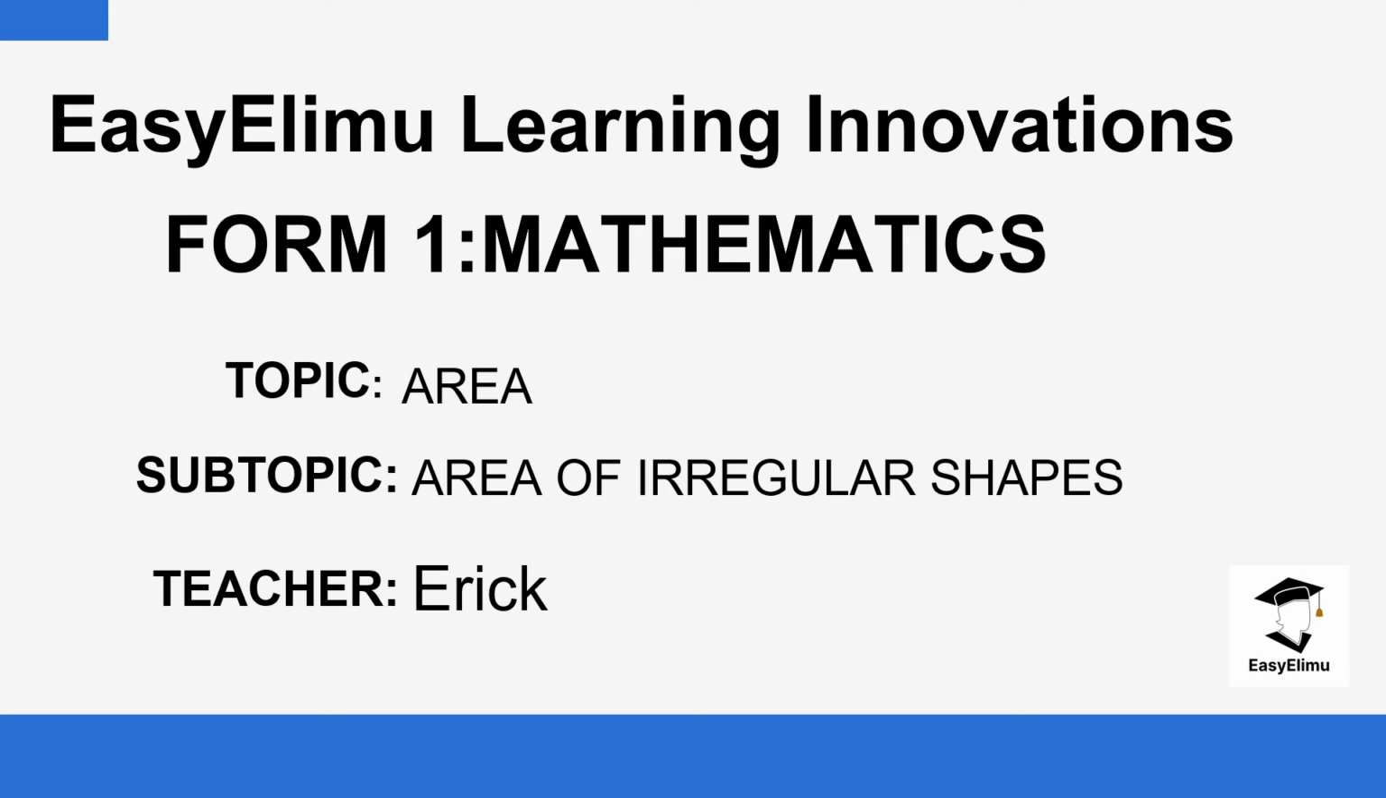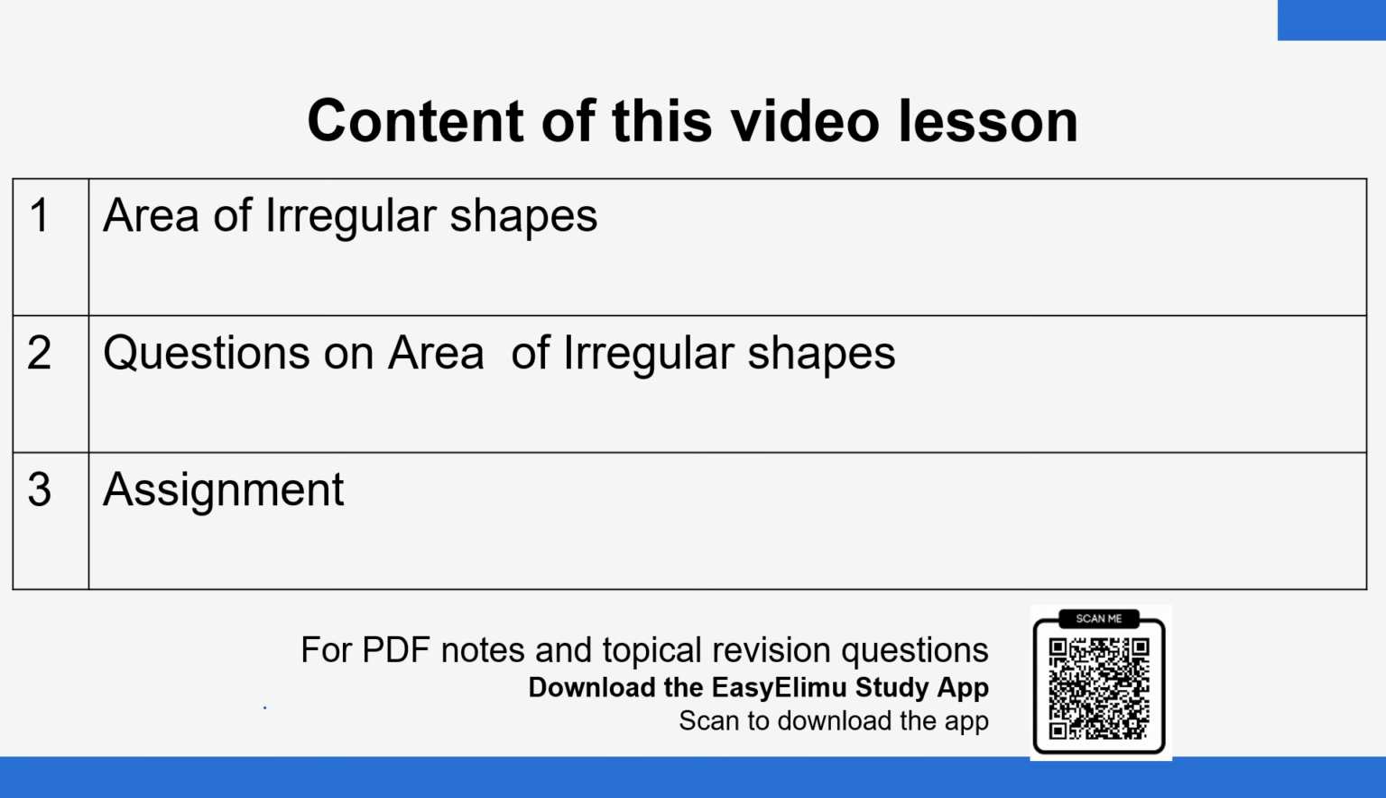And for this lesson, we're going to cover something called area of irregularly shaped objects, or area of irregular shapes. I want to see what these irregular shapes are and how we can find their area. We have a few questions to help us with illustrations of how we find the areas of irregular shapes. And of course, at the end of this lesson, we'll have some questions in the form of an assignment to help you practice and check your understanding of the concept as discussed during this lesson.